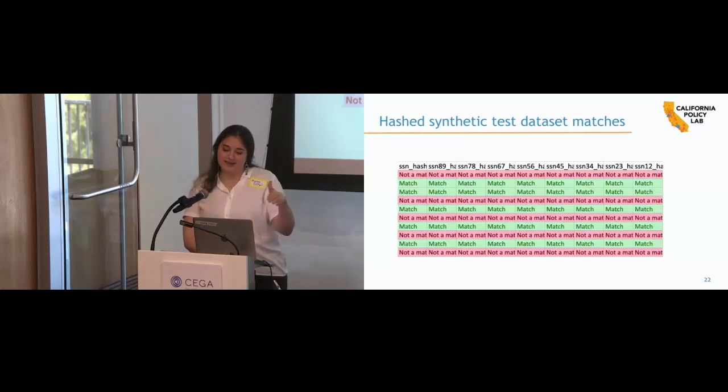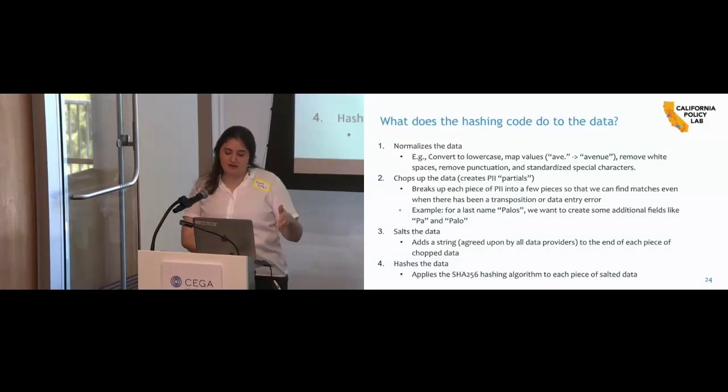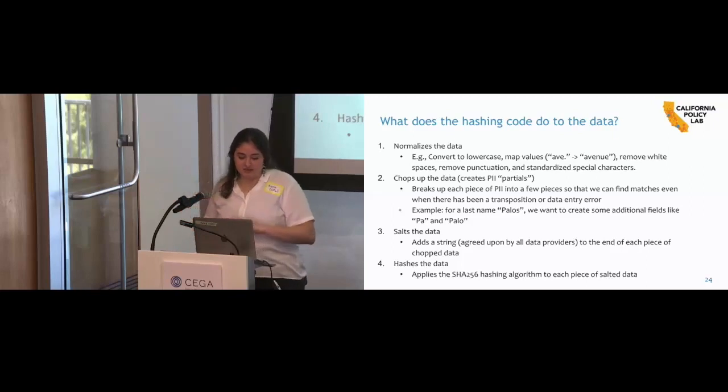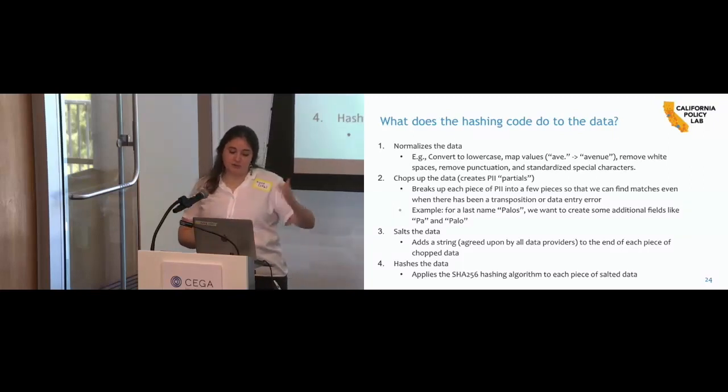If you see here, for the SSN, we create a bunch of partials. But anyway, Sarah will cover that in more detail. The next thing that we do is apply the salt to the data, so all of the original PII and all of these partials that we're creating. And then finally, we hash all of this information.